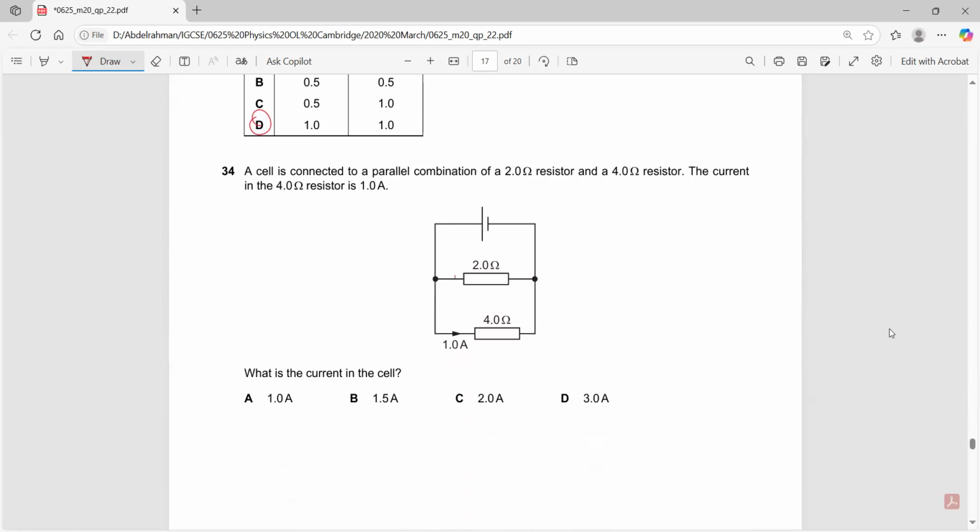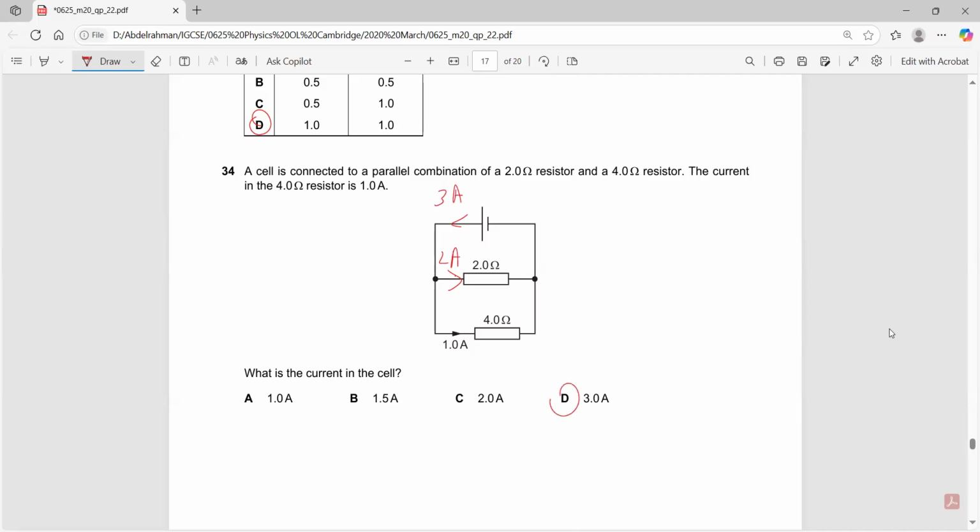What is the current in this resistor? If you have a 4 ohm resistor and a current of 1 ampere, then the 2 ohm resistor would have a current of 2 amps. Why? Because as you decrease the resistance, the current increases. Since the resistance is half, the current would be doubled, 2 amps, and then the total current would be 3 amps.